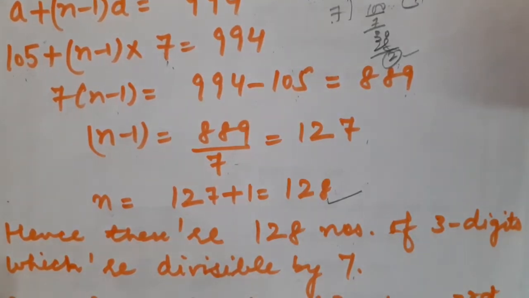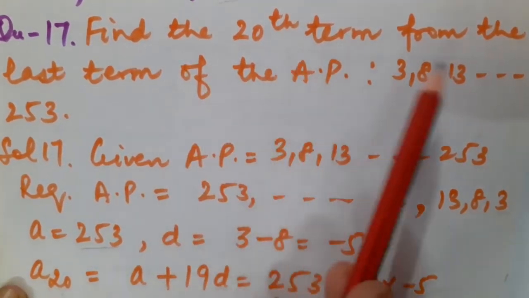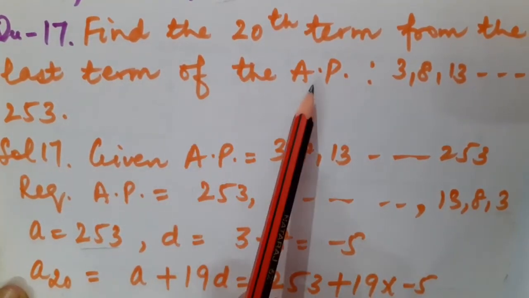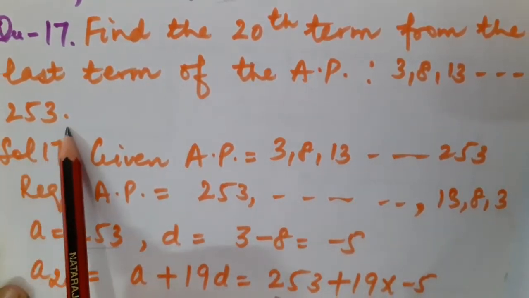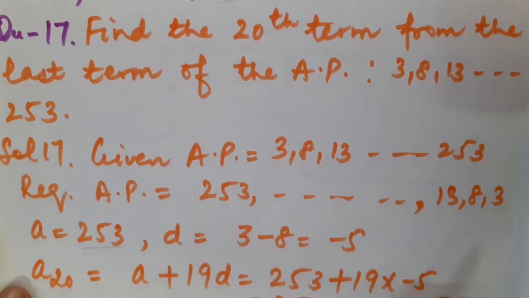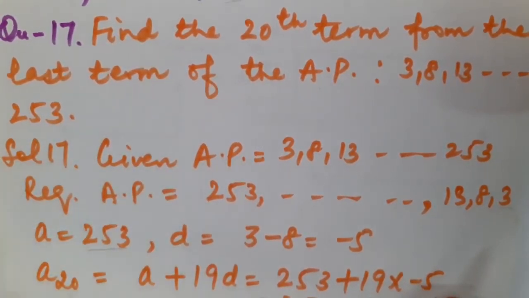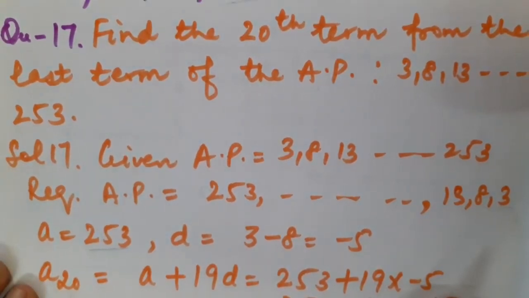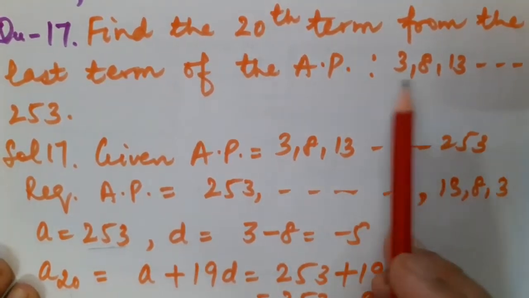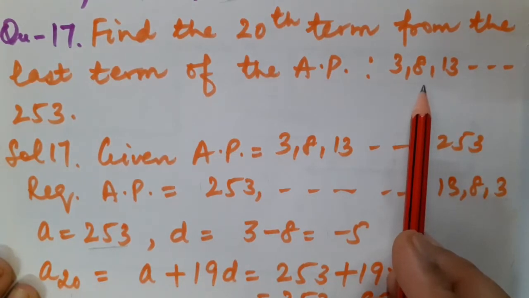Correct, students? Now children, I am switching to the next type. Find the 20th term from the last term of an AP. The AP is 3, 8, 13 and so on up to 253. Children, I made you understand that whenever it is said that you have to calculate so and so term from the last term of an AP, then you should change the order of the AP. Like here it is given in ascending order, so definitely the common difference will be positive.